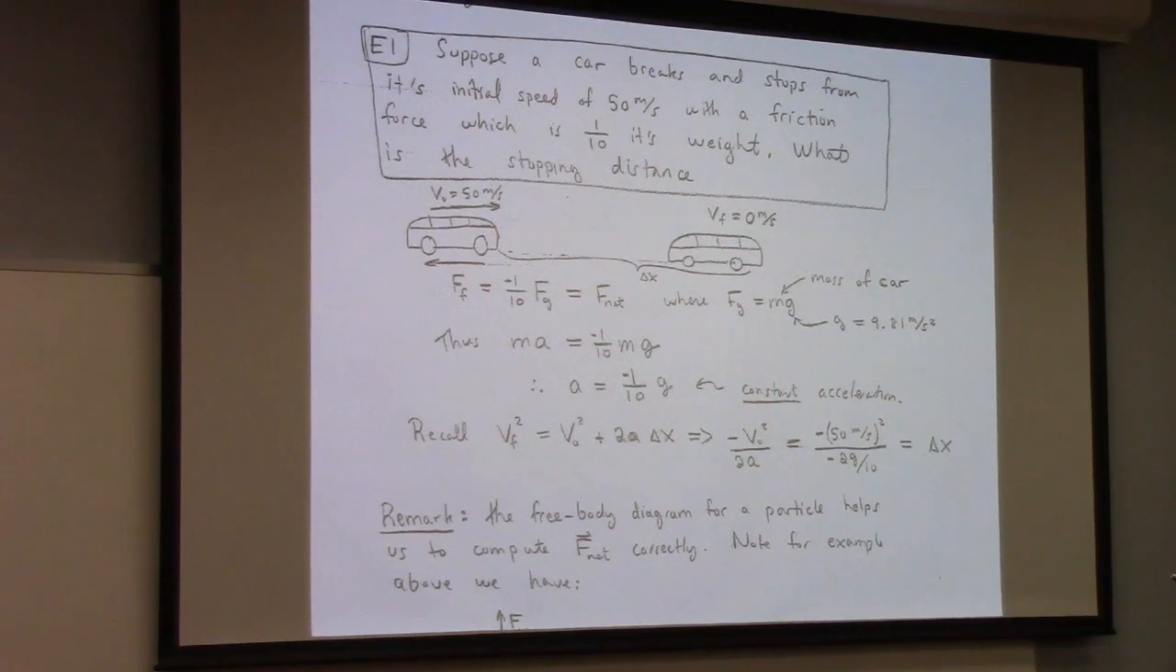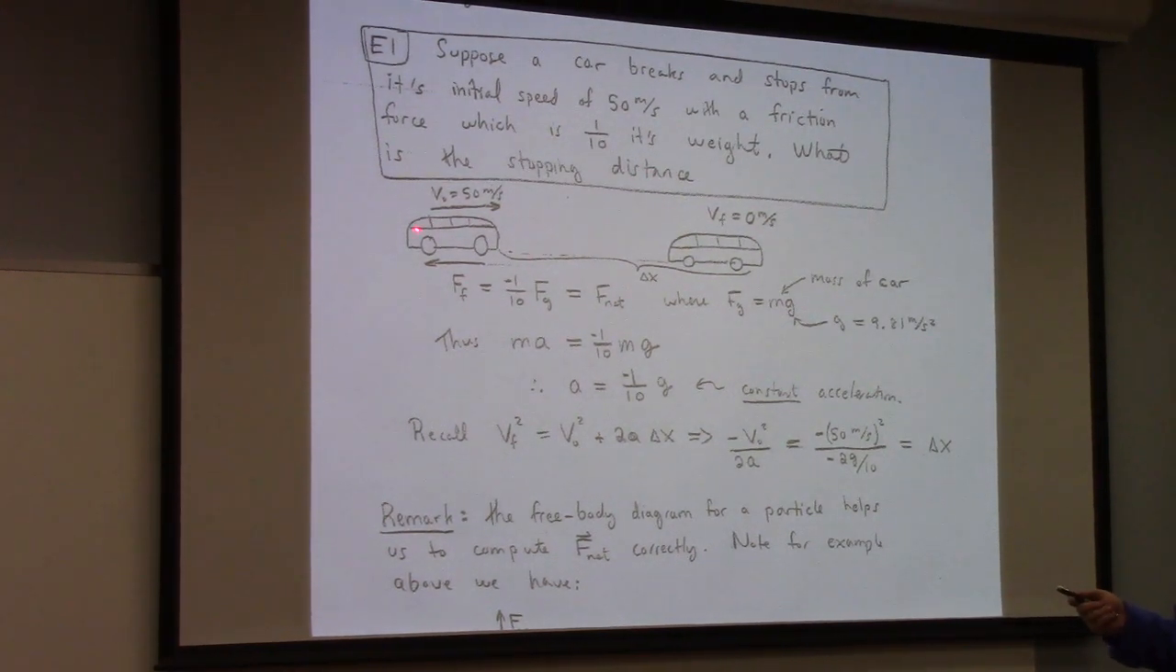So here's one. Suppose you've got a car and it brakes and stops from its initial speed of 50 meters per second with a friction force which is 1/10 its weight. What's the stopping distance? So here's a picture. That's my version of the car. It looks like the one you guys own, right? And so it's initially going 50 meters per second. It ends when it stops, right? So the final velocity is 0, initial velocity 50 meters per second.